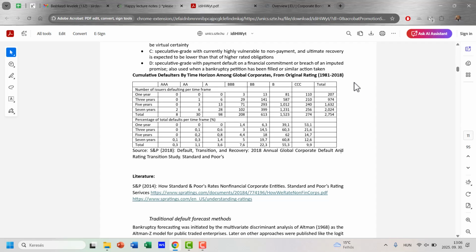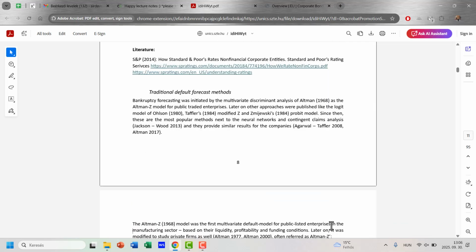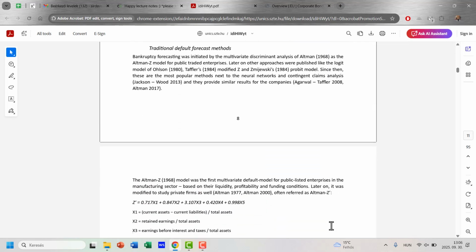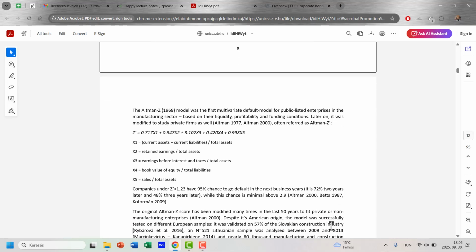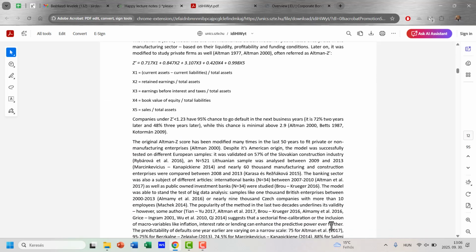Okay, so this is credit rating, but let's see traditional default methods, because nobody cares about this one in the book, while we have to manage a company. So Altman published this scoring method in the late 60s, 1968. The guy still lives, I think, and he still lives from this one. That was a good investment for him, because he is still publishing his revised model after 50 years.